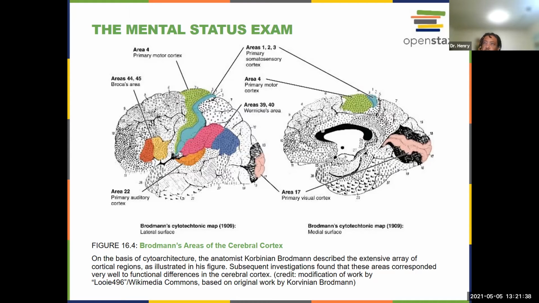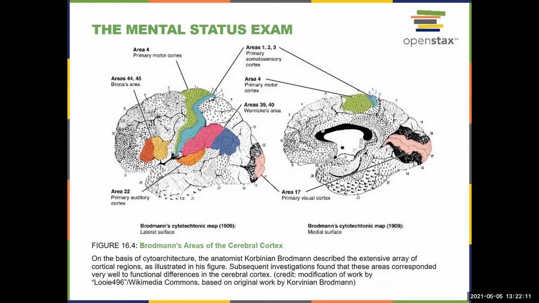We have area 4, which is going to be your primary motor cortex. Right next to area 4, we have area 6, which is the premotor cortex. So here's 4, here's area 6. Right adjacent to area 4, you have 6, which also has to do with motor function, right?